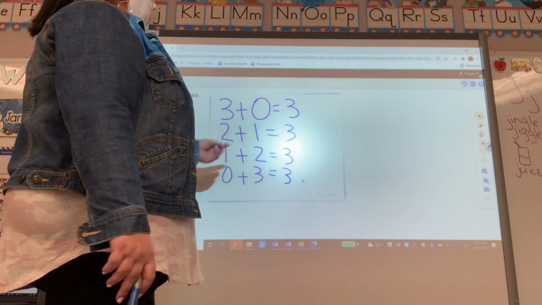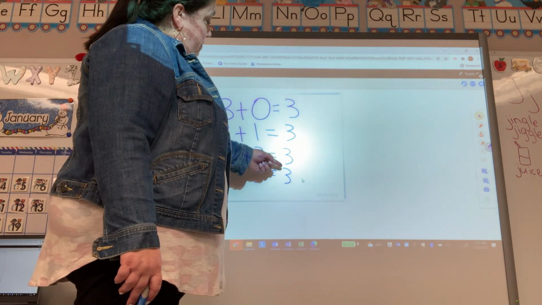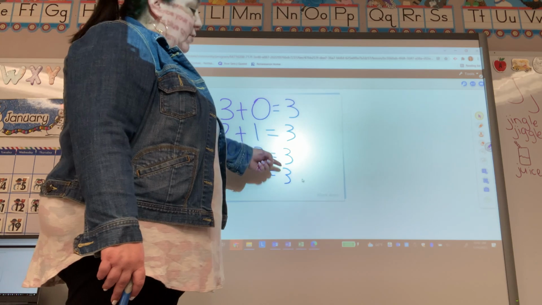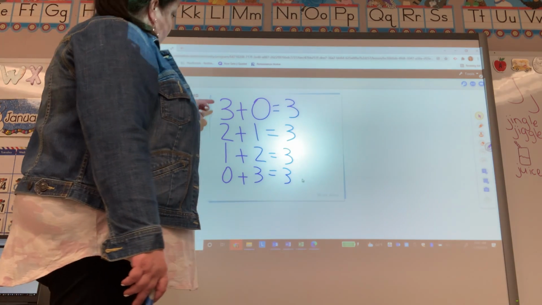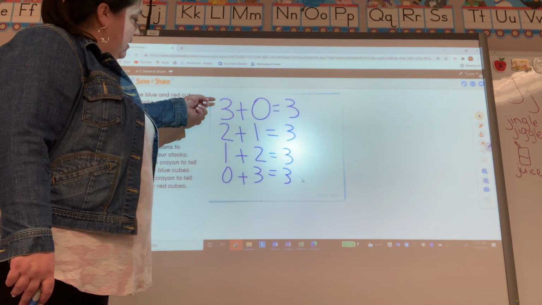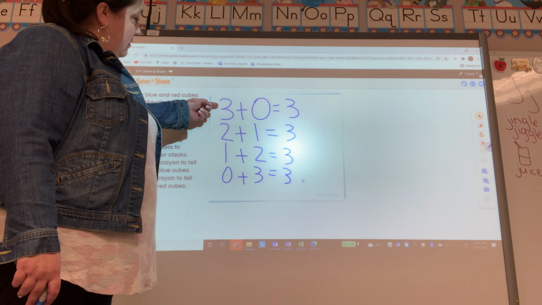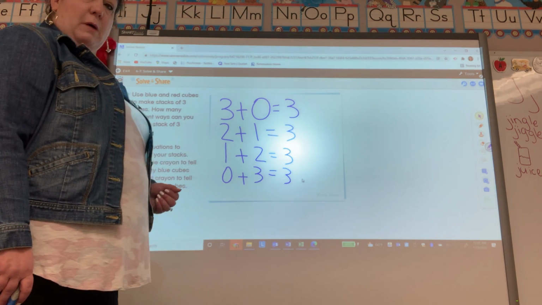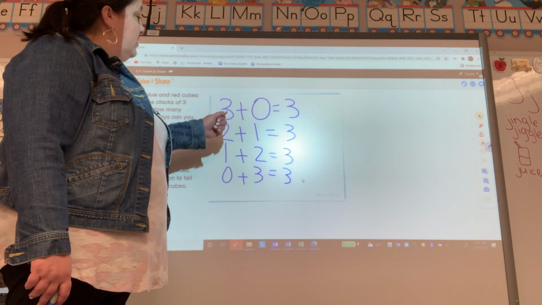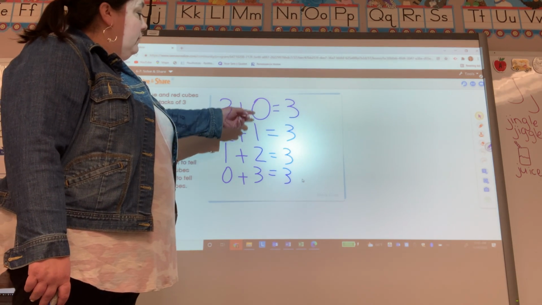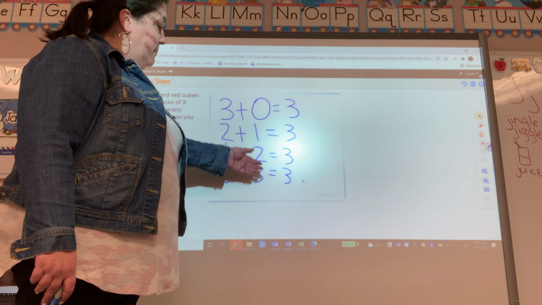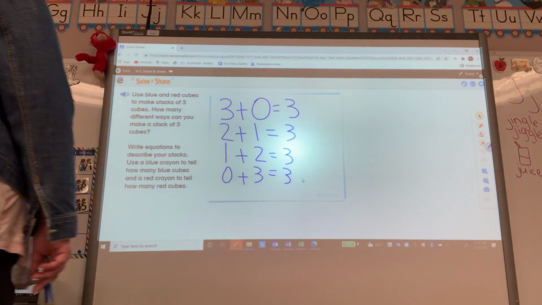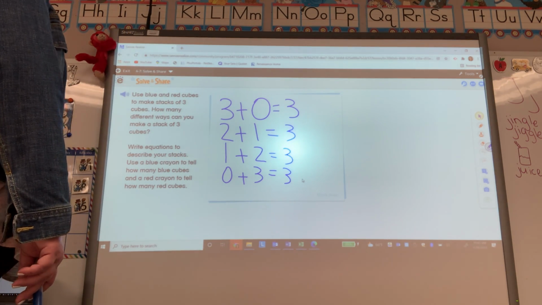Look at my sum, all my sums. What are these answers? They're all 3, right? Now look at right here, my first part of the equation. When I go down, 3, 2, 1, 0. My numbers get smaller, right? And then my numbers after the plus sign, I start with 0, 1, 2, 3. My numbers get bigger as I go down. So it looks like a pattern, right?